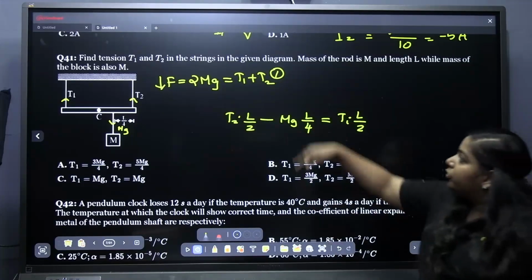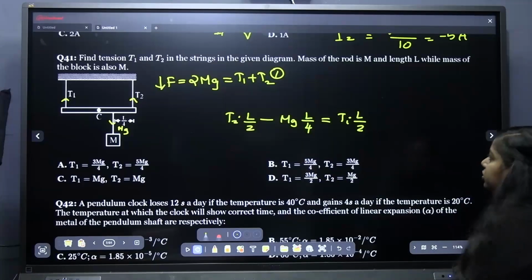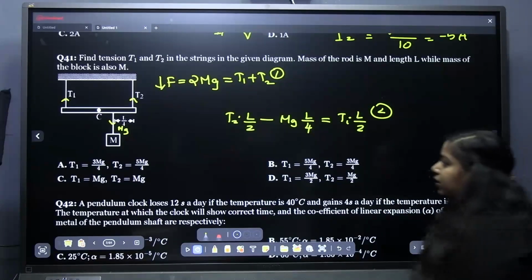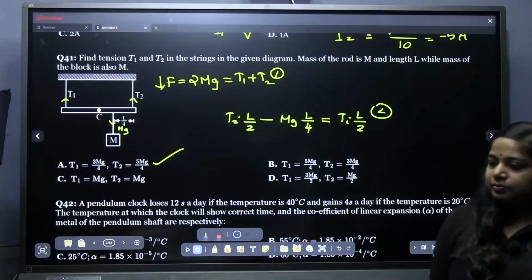Torque on one side equals torque on the other side, that is T1 into L by 2. Okay, so we have two equations. Substitute equation 1 in equation 2 and solve for this. You will get the answer T1 equal to 3 mg by 4. Option A is the answer.